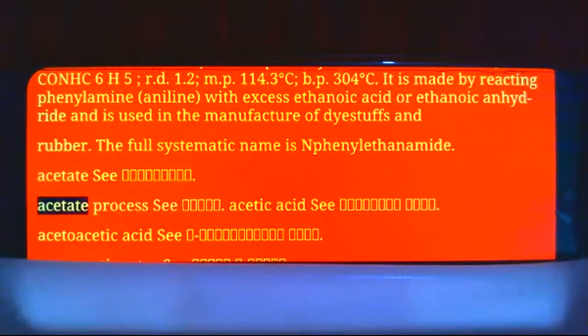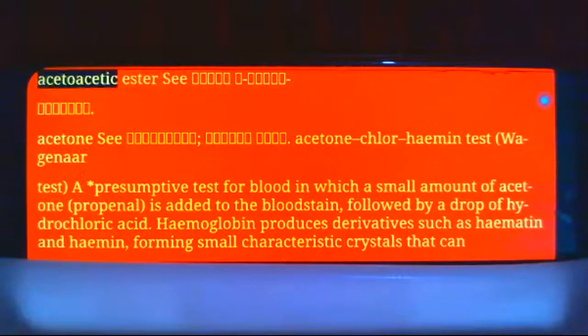Acetate. Acetate process. Acetic acid. Acetoacetic acid. Acetoacetic ester. Acetone.